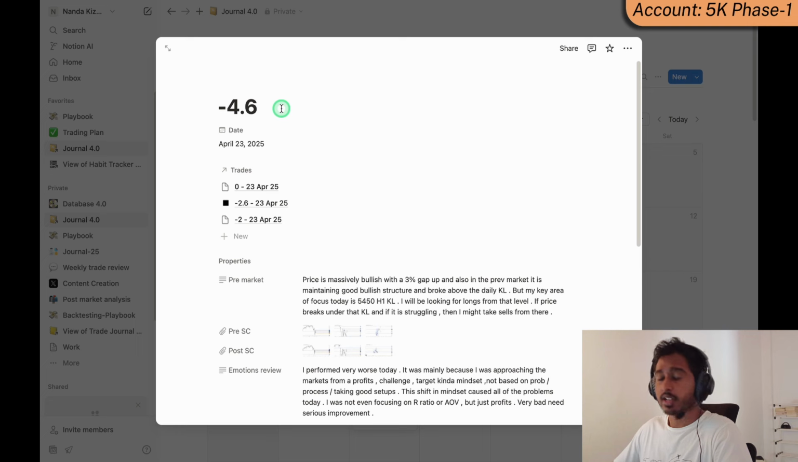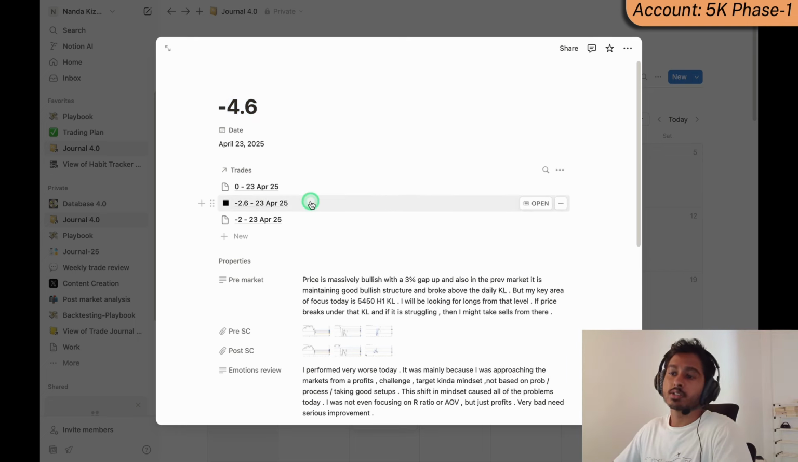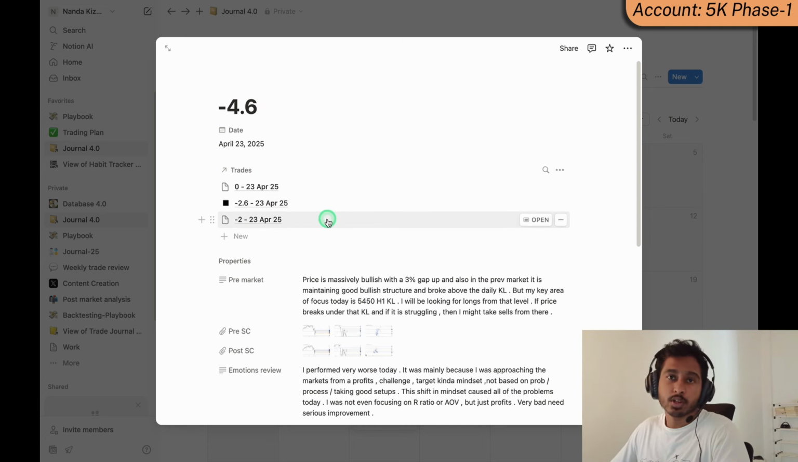Wednesday was the worst trading day. I lost 4.6% on this single day. I took total of 3 trades and I lost 2.6% on the second trade and I lost 2% on the third trade. But it was purely because of my emotions, and I did revenge trade and started chasing the trades which were not present, and I paid for those mistakes with a big fat L of 4.6%.